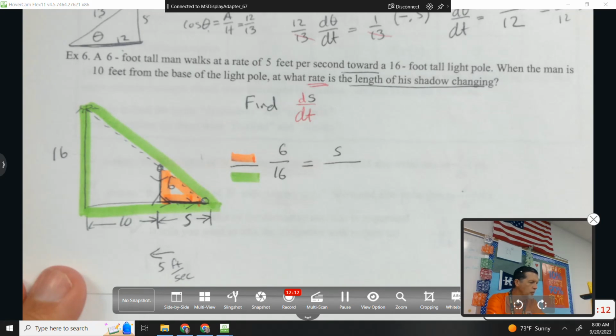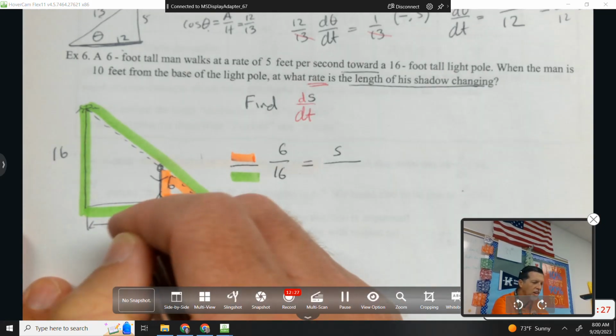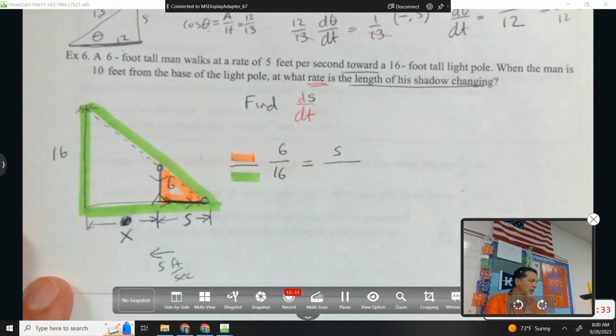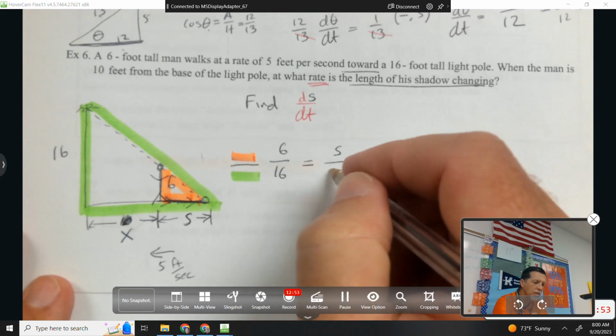And then, I said this is 10, but that 10 is changing, so I better be careful. I don't want to say the whole length is s plus 10, because it's not always s plus 10. That 10 is changing, so I need to call that something else. It's changing, so I got to call it a variable. Yuck. Let's call it x. So s over, what's the length of the green triangle? Be careful. It's not x. X plus s. It's both of them.